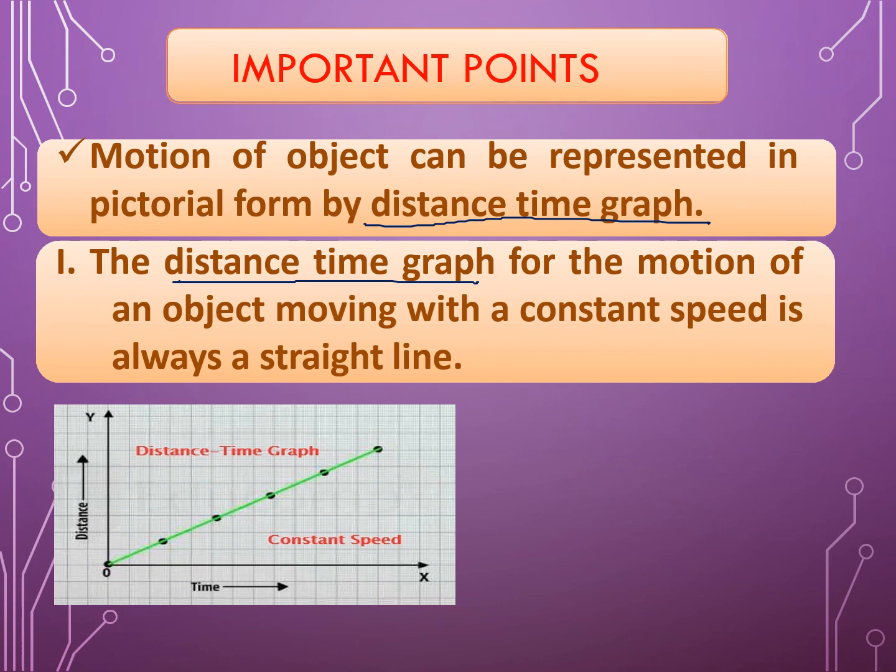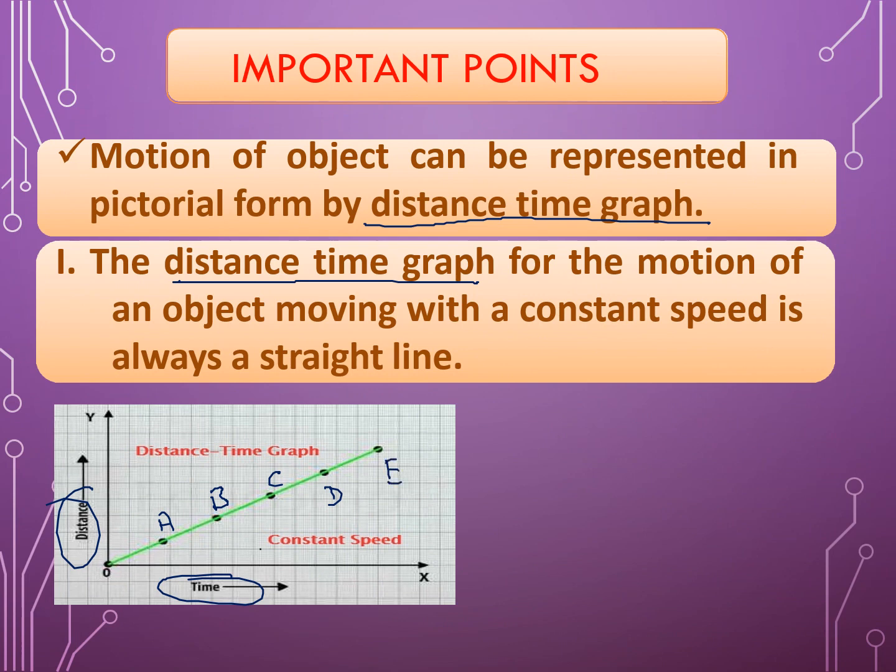This green line is showing time on the x-axis and distance on the y-axis, and this straight line is showing that the car is moving with uniform speed. Now if you take a look at this graph, very easily you can say that, let's say this is point O, this is point A, this is point B, this is point C, D, and so on.